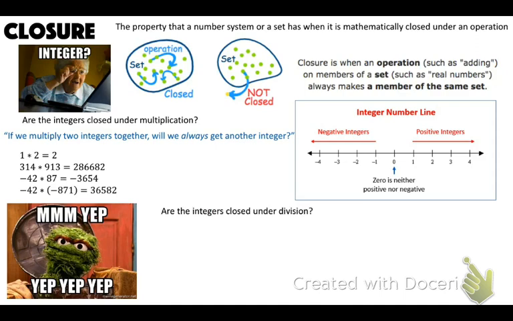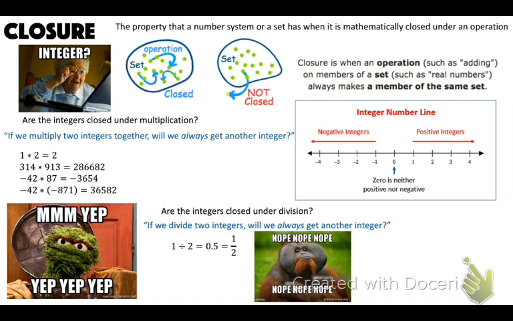Anyways, so are integers closed under division? Well, let's see. So that means if we divide two integers, will we always get another one? 1 divided by 2 is 0.5, which is 1/2. Well, that is not an integer. So nope, says a really cool monkey. You will not always. So that means that the integers are not closed under division.